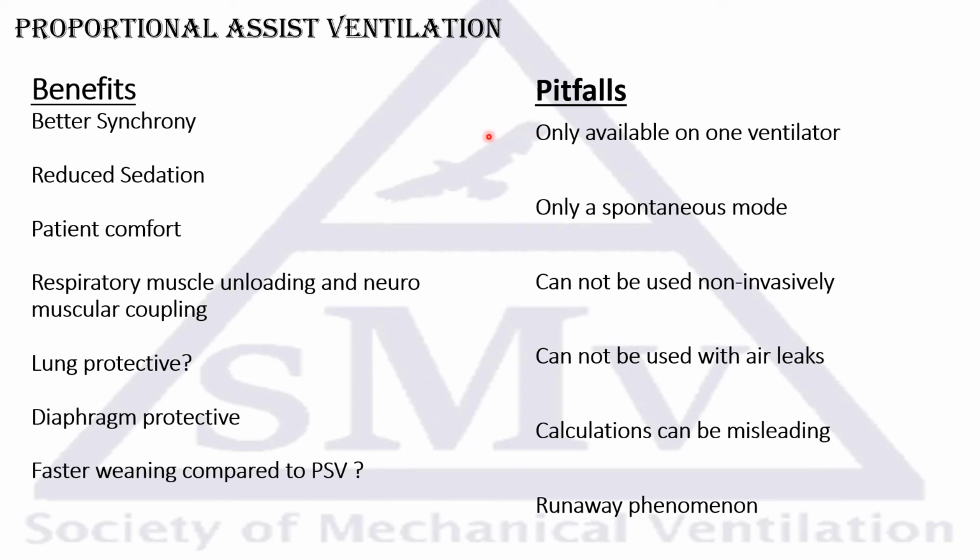Now, some of the problems with proportional assisted ventilation is the PAV or the PAV Plus nowadays only available on one ventilator, as we mentioned, the Puritan Bennett. It has to be only spontaneous mode, so if the patient is paralyzed or heavily sedated with no activity, the ventilator will turn into the backup mode. On that ventilator it cannot be used non-invasively, although there are studies where that mode was used non-invasively. It cannot be used with air leaks because it will mess with the settings and the calculations. And again, as I said before, the calculations can be misleading. So you gotta be careful with that.